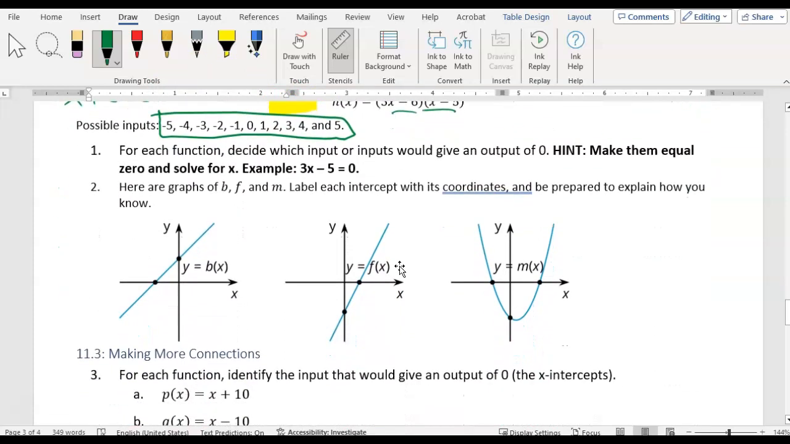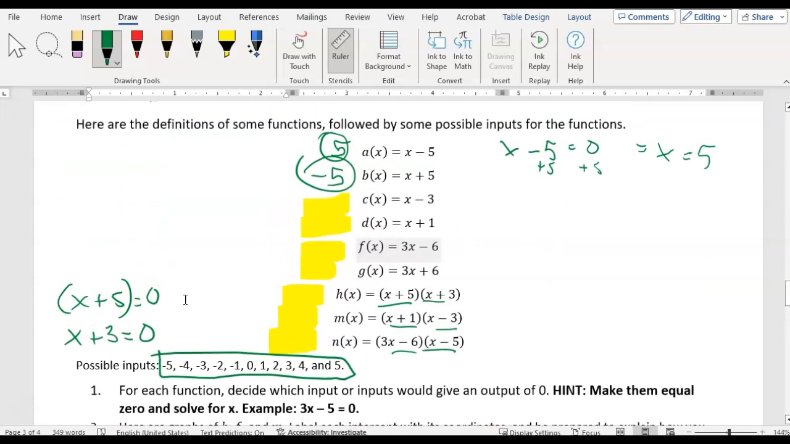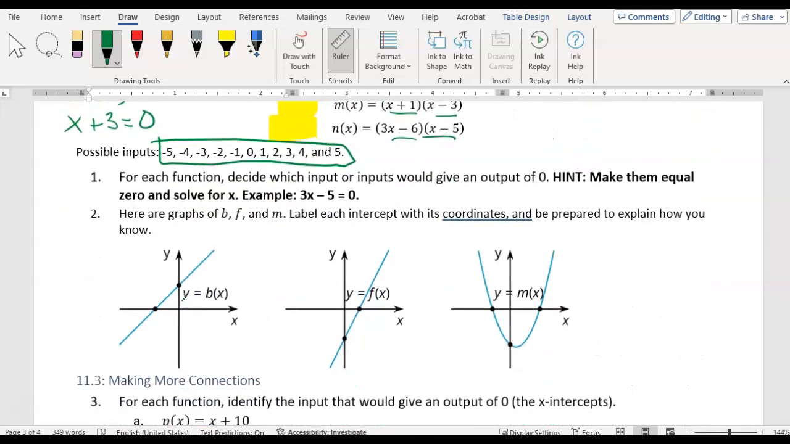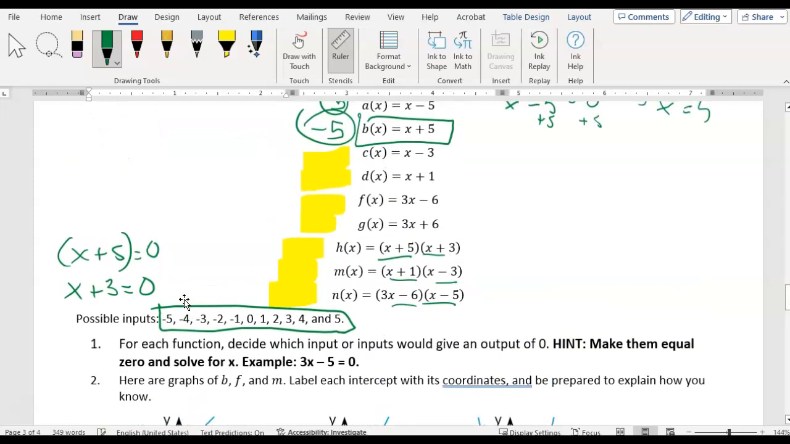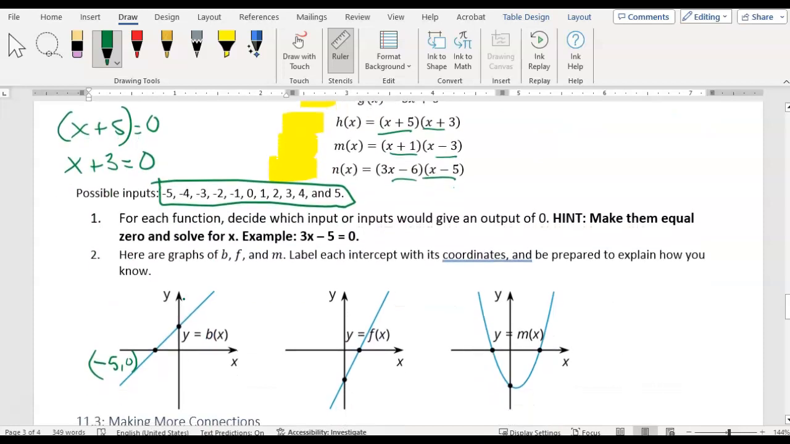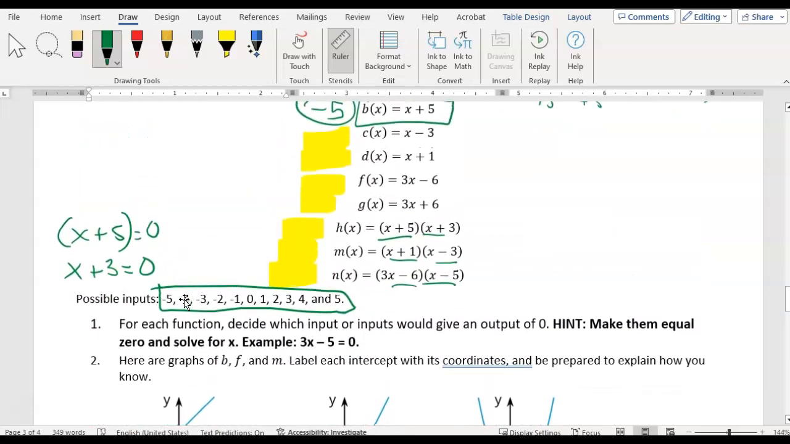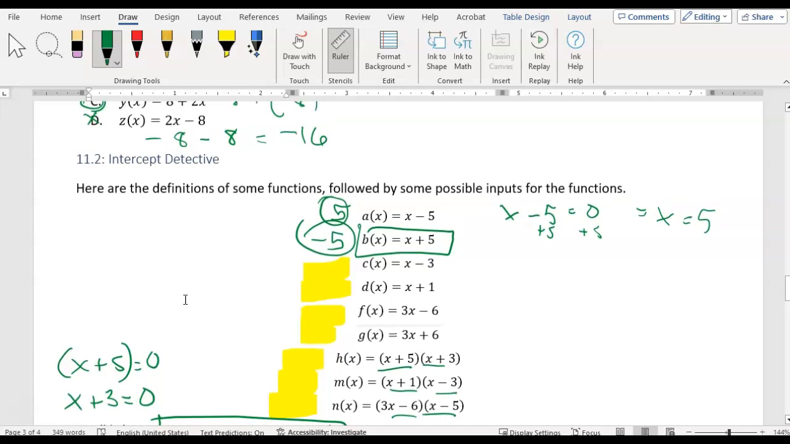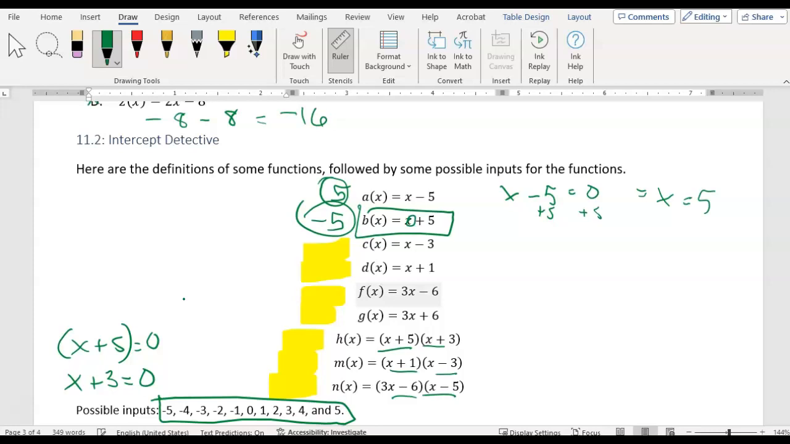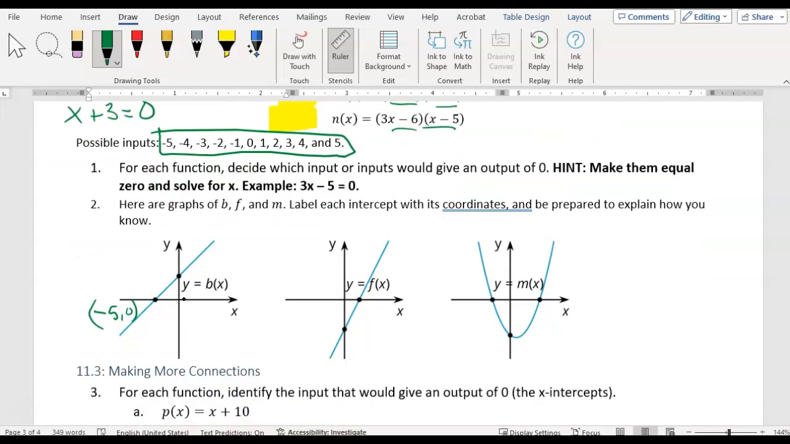And then it says, here are some graphs of B, F, and M. Label each intercept with its coordinates and be prepared to explain how you know. So B is this one right here. And so we would say that this one is negative 5 comma 0, because when I plug in negative 5 into this equation, I get 0. That's my x-intercept. My y-intercept is when x is 0. So if I put 0 in here, that would be 5. And so this is 0 comma 5.